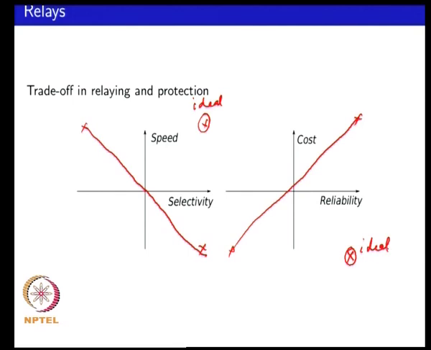So, having an actual relay is a trade off between multiple requirements. You may not be able to have everything met at once. You might end up having a more expensive relay, but it is meeting your requirement. If you try to make it cheaper, you may have to trade it off with certain other aspects.